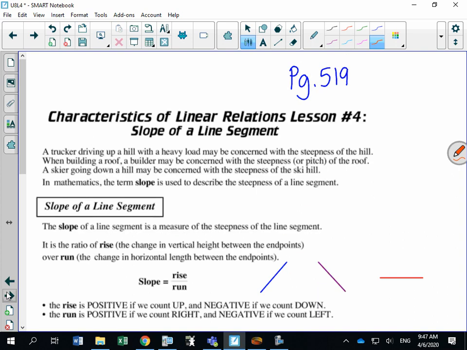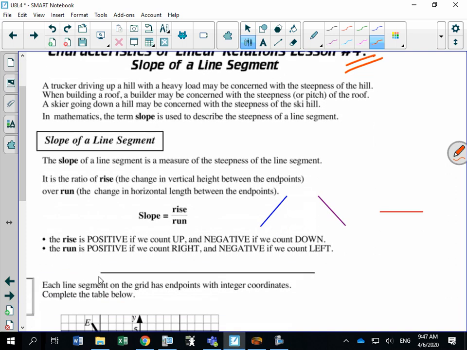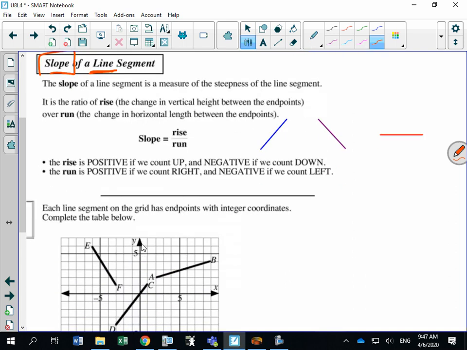Okay, so for the first lesson on characteristics of linear functions, we're going to be doing lesson 4 in your workbook, and it's on page 519. So what this lesson is on, it is on calculating the slope of a line. So I'm going to be giving you various lines, and you're going to be exclusively calculating the slope. There is a formula for slope. Actually, there's 2 different formulas. And this lesson, I'm going to be using this formula here. So slope is equal to rise over run. And in the next lesson, I'll be giving you a second formula for slope.